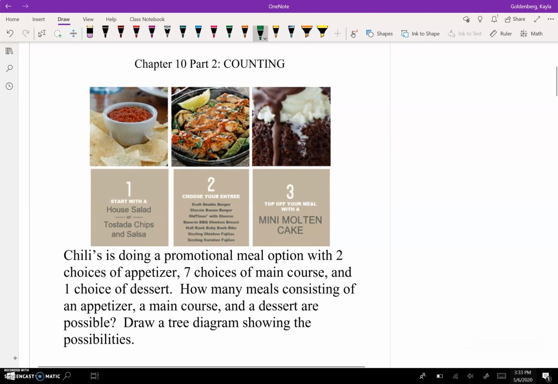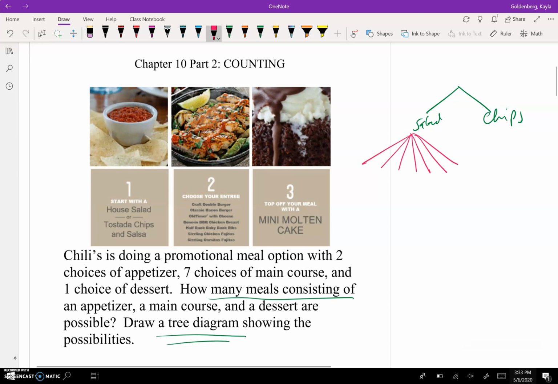And so we're going to figure out how many different meals you could possibly get out of these choices. And we're going to do something called a tree diagram. So tree diagrams start with your first choice. You can either have the salad or the chips, right? Now, if you have the salad, you then have 7 different choices for your entrees. So 1, 2, 3, 4, 5, 6, 7. And I'm not going to label them because that would be kind of annoying. And then chips, 1, 2, 3, 4, 5, 6, 7.